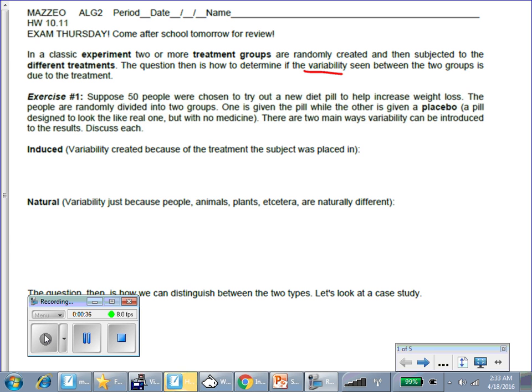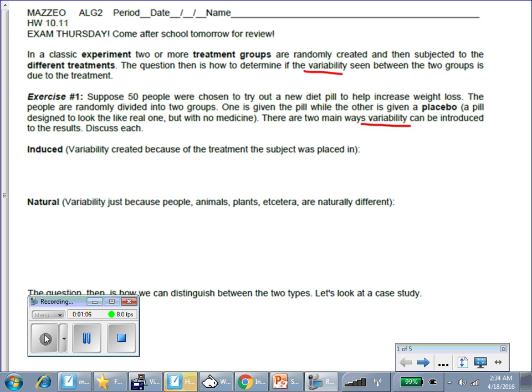So let's look at exercise 1. Suppose 50 people were chosen to try out a new diet pill to help increase weight loss. The people are randomly divided into two groups. One is given the pill while the other is given a placebo. Remember we talked about this. A placebo is a pill designed to look like the real one but has no medicine within it. There are two main ways variability can be introduced to the results. Discuss each.